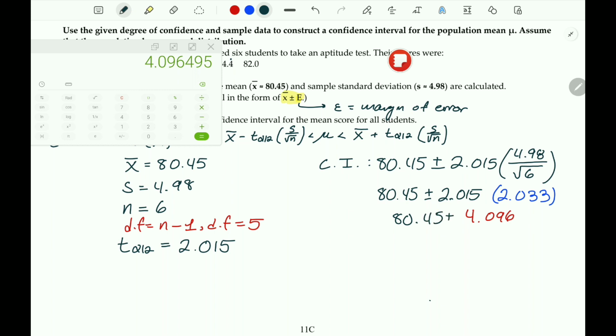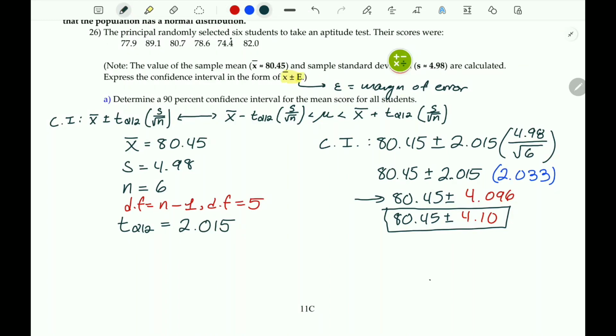80.45 plus or minus. Since the final answer needs to be in this form right here, what we can do is round to two numbers after the decimal. So 80.45 plus or minus. If we look at this 6, it's going to round this 0.09 up to a 10. So it's going to be 4.10.